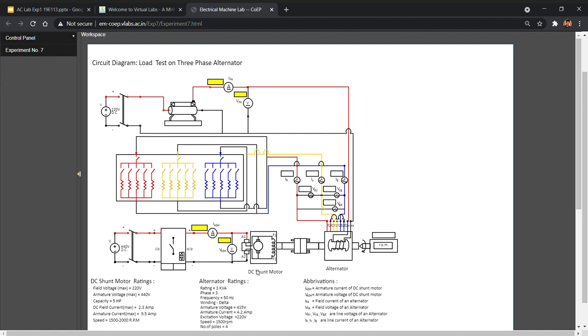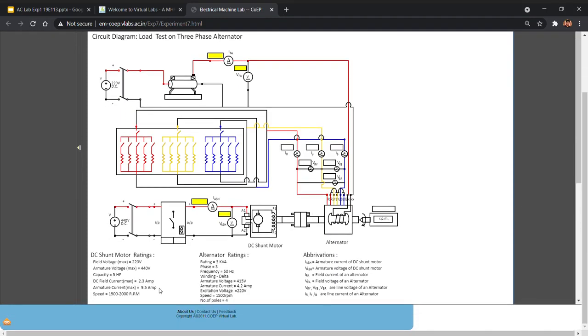Since in laboratories we cannot have turbines, we are using a DC shunt motor as the prime mover. This is the starter for this DC shunt motor, and this is the supply for this motor. We can measure the speed of the alternator with the help of this tachometer. The ratings of the alternator and prime mover are given here.